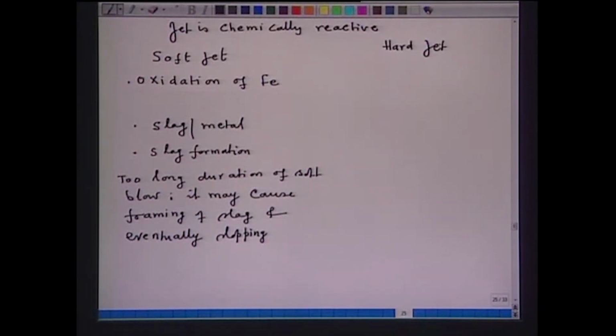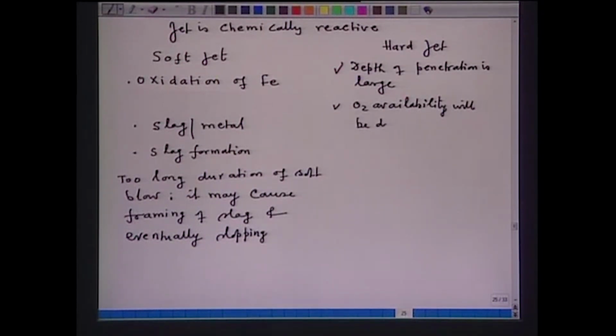I have taken two extremes, soft jet and hard jet. For the hard jet, the depth of penetration will be large, as we have just seen in the calculation. What does it mean? Now, the oxygen will be available deep into the bath, that means oxygen availability will be deep into the bath.